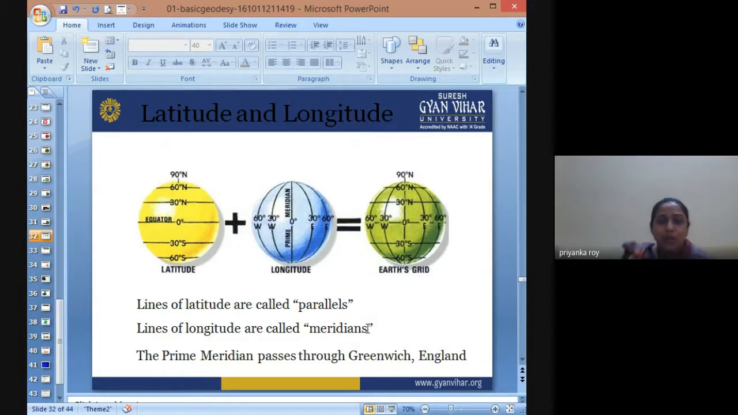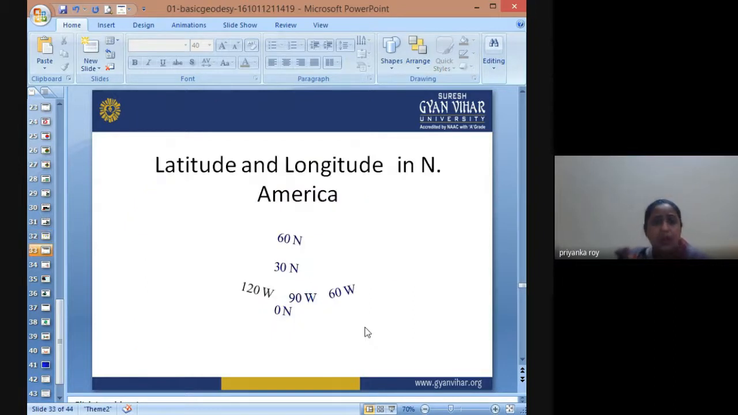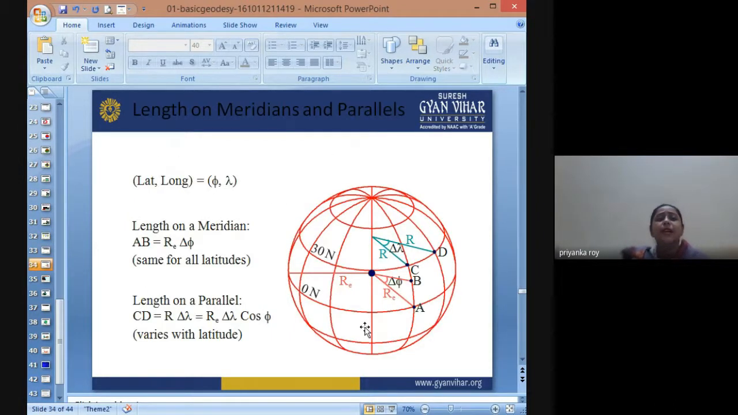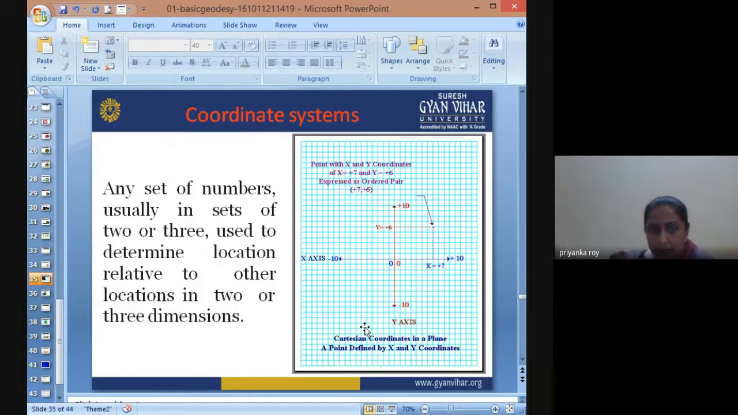Now, latitude and longitude. What is latitude? Latitudes are the parallels, and longitudes are the meridians. The prime meridian is the 0 degree meridian, which passes through Greenwich, and the equator is the 0 degree parallel. Then we have the length of meridians and parallels. Each meridian and parallel has a different length when you take it from the center of the globe. We have done this in our projection and cartography classes, so I will not cover it again. You must know it already.